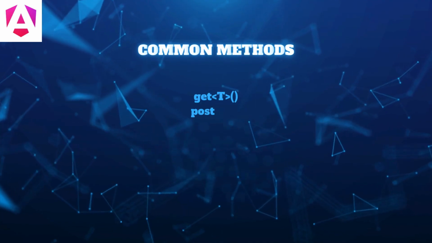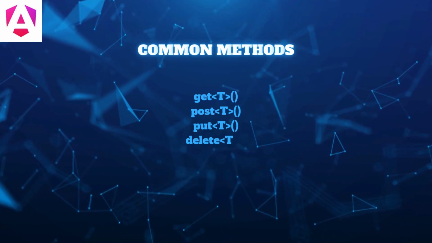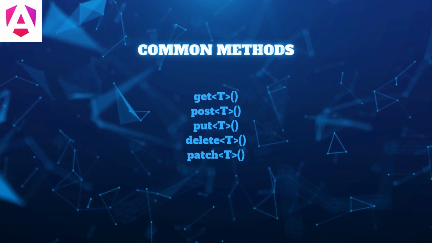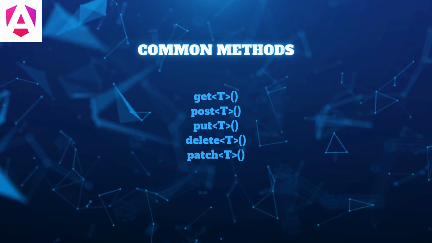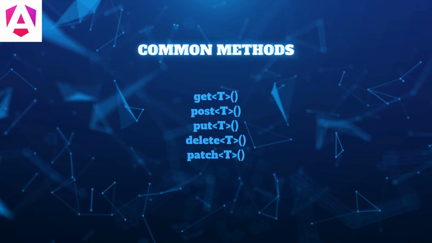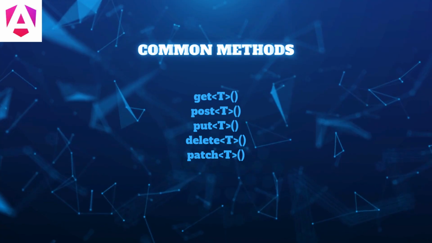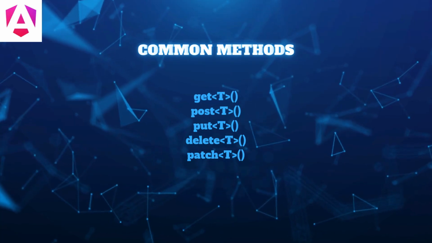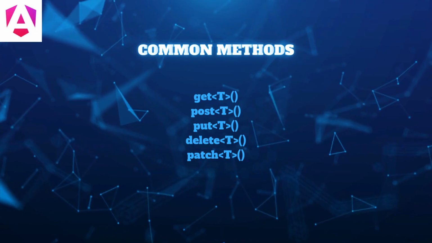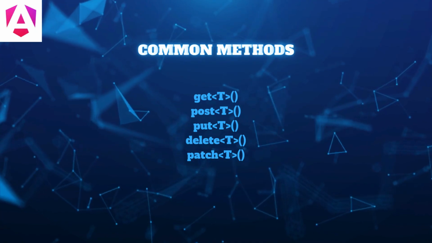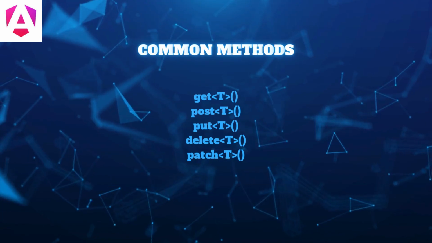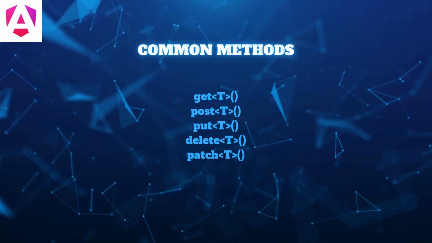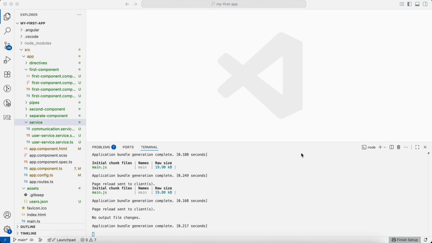There are a few common methods that we majorly use in HTTP: get, post, put, delete and patch. Get is used to get the data, post is used to save our data, put and patch we use to update and manipulate our existing data, and delete is used to remove an entry, a row, from the database. So now let's move ahead to our IDE, and we will create our service class and see how we implement all those methods and use them in the real world.